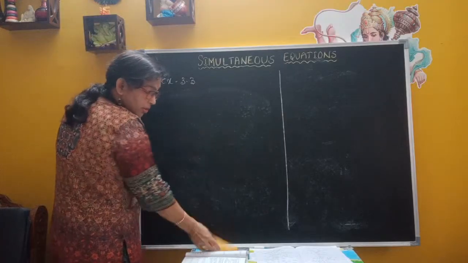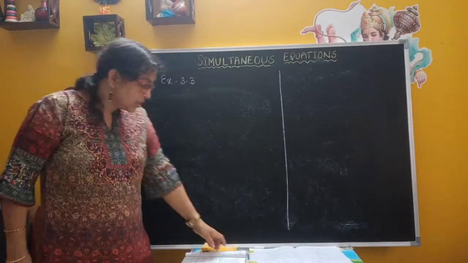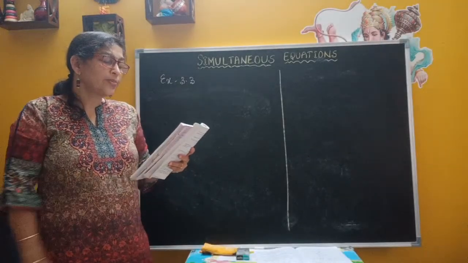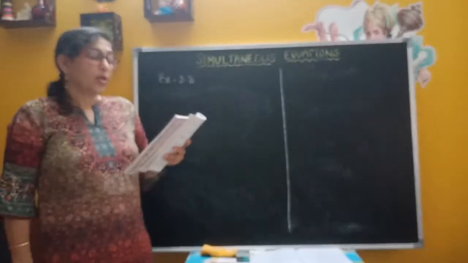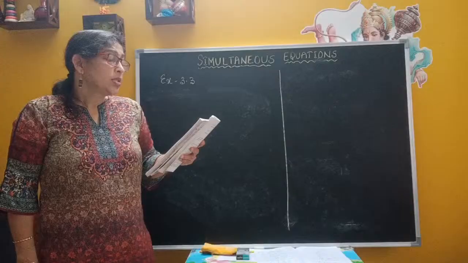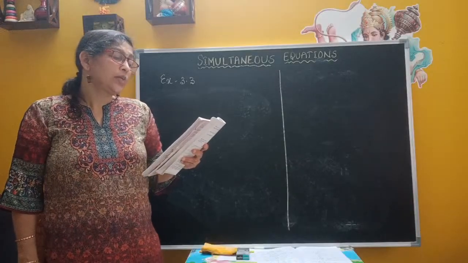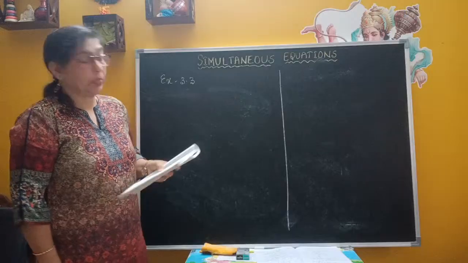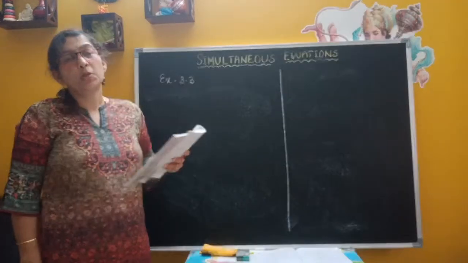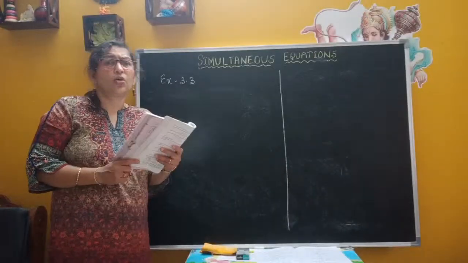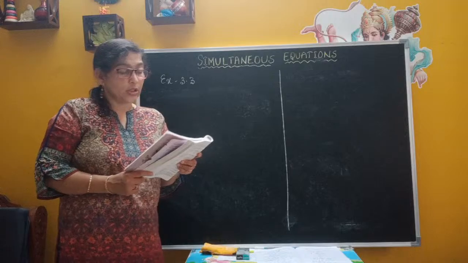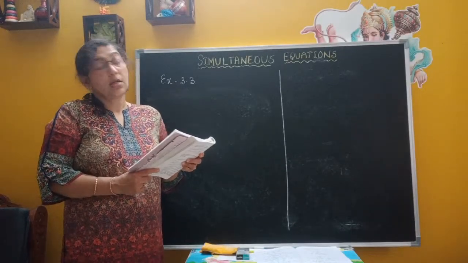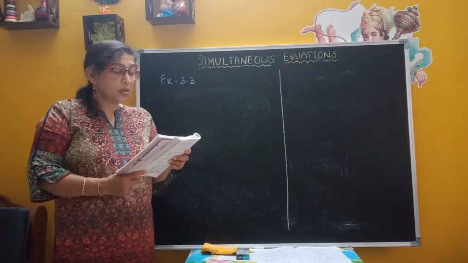The sixth problem is: 5 years hence the age of Jacob will be 3 times that of his son. 5 years ago Jacob's age was 7 times that of his son. What are their present ages? This type of problem is very important. Almost in all the exams you will get this type of question, age related problems. So let us do this problem now.